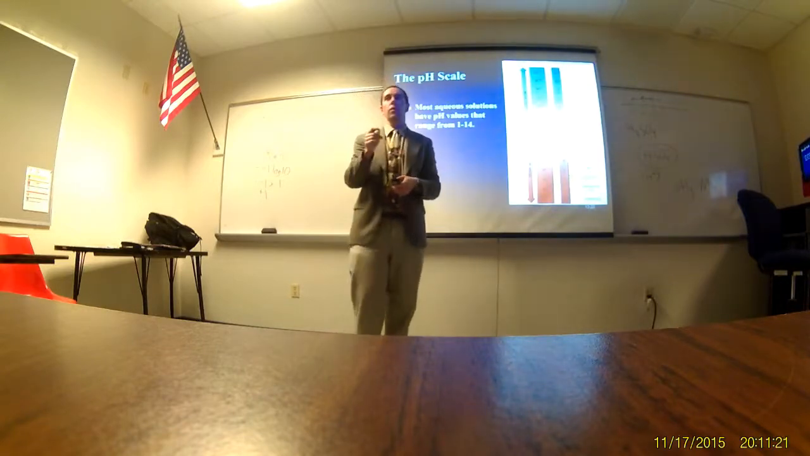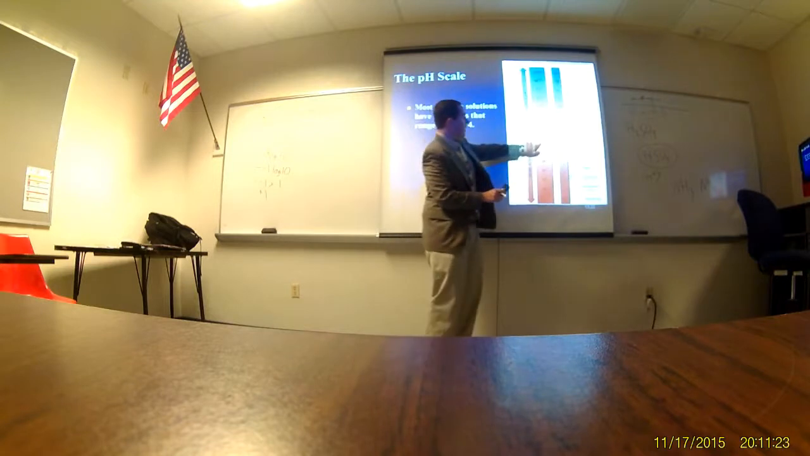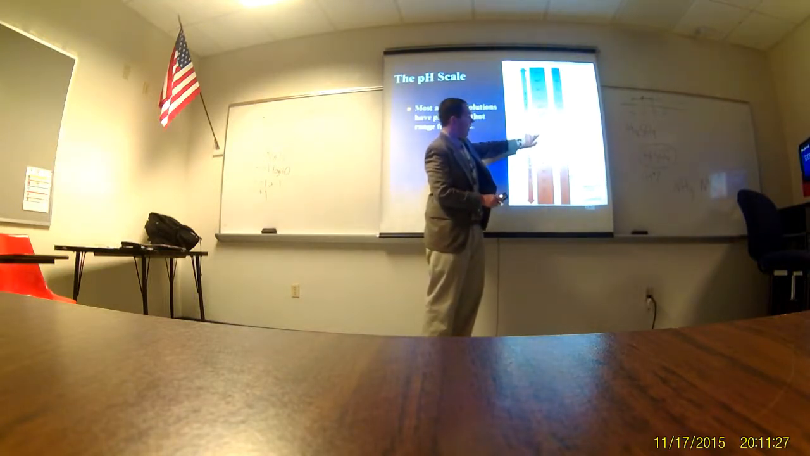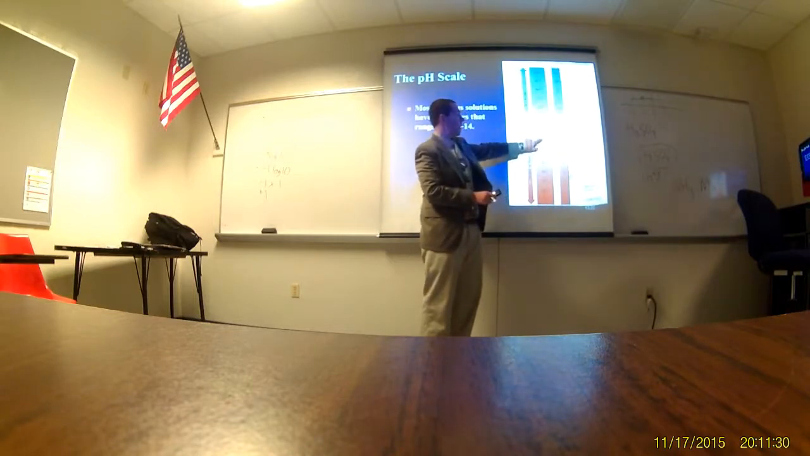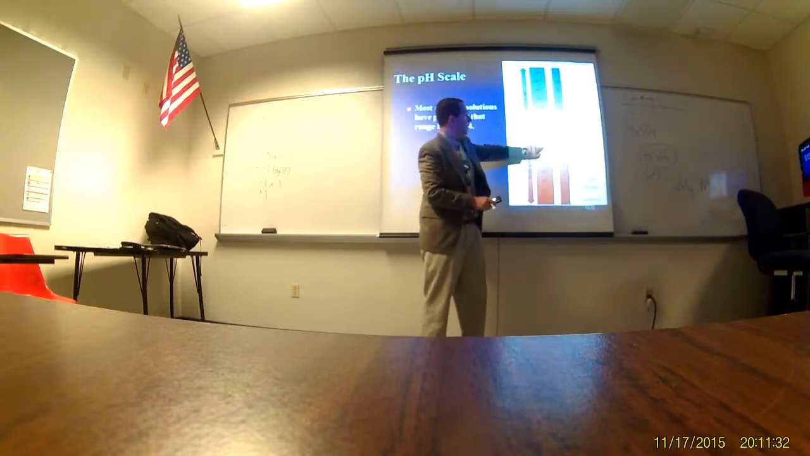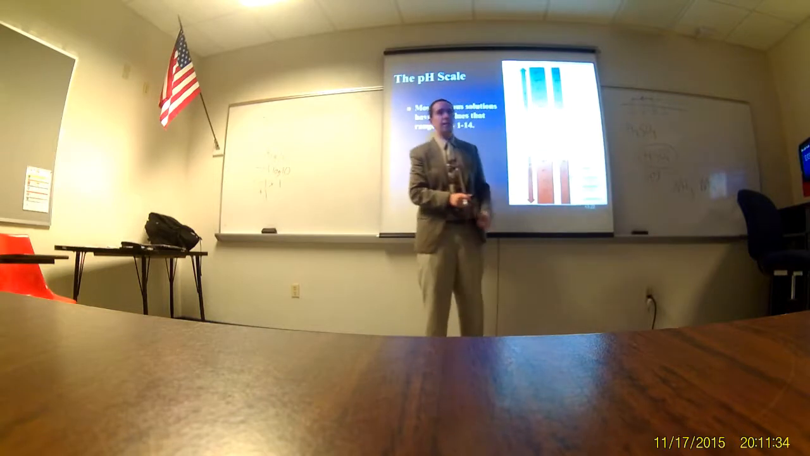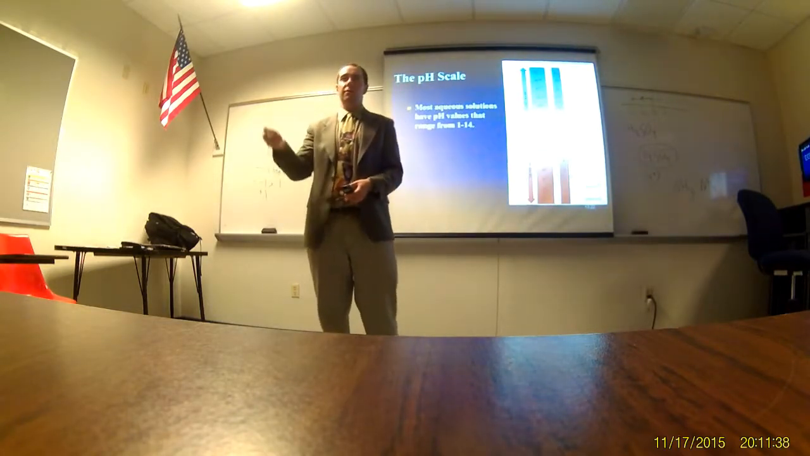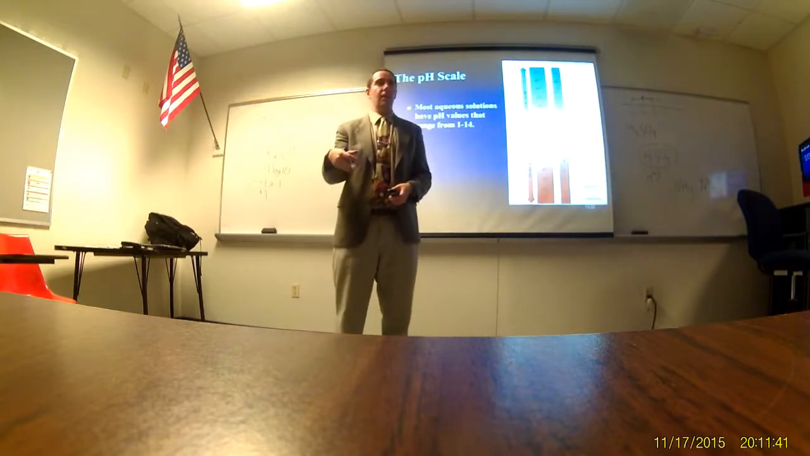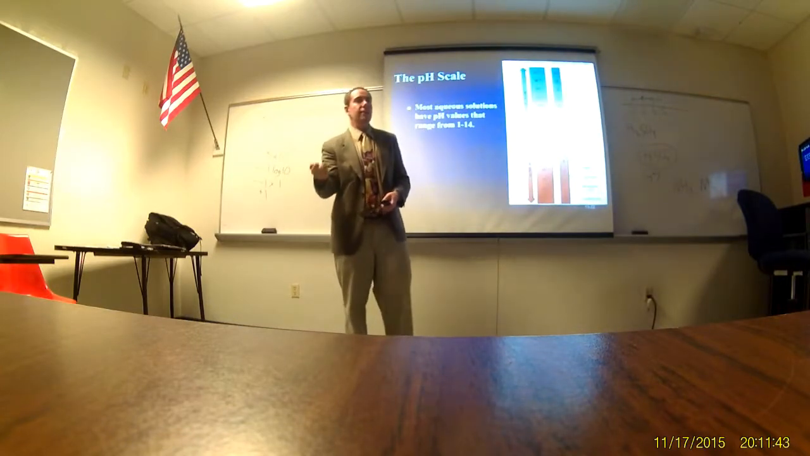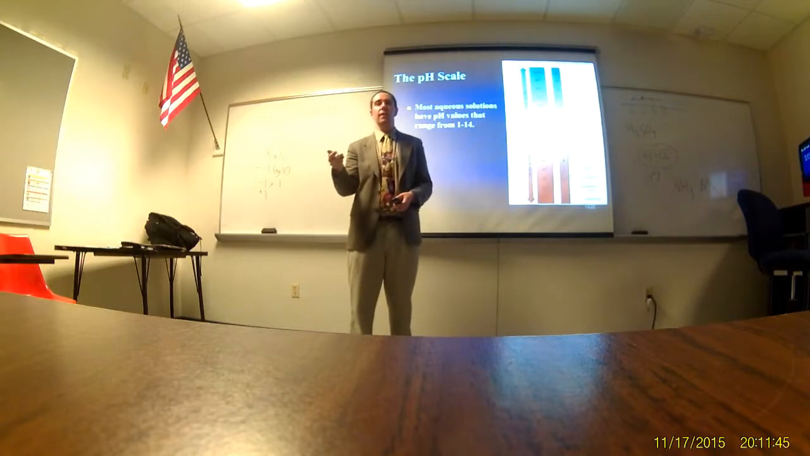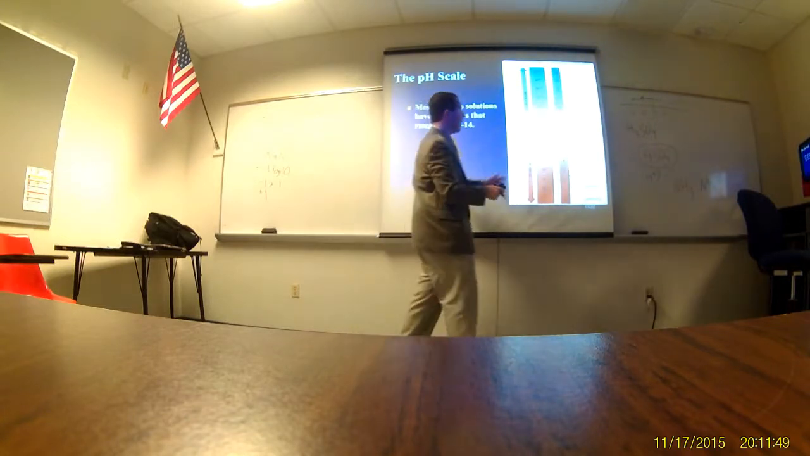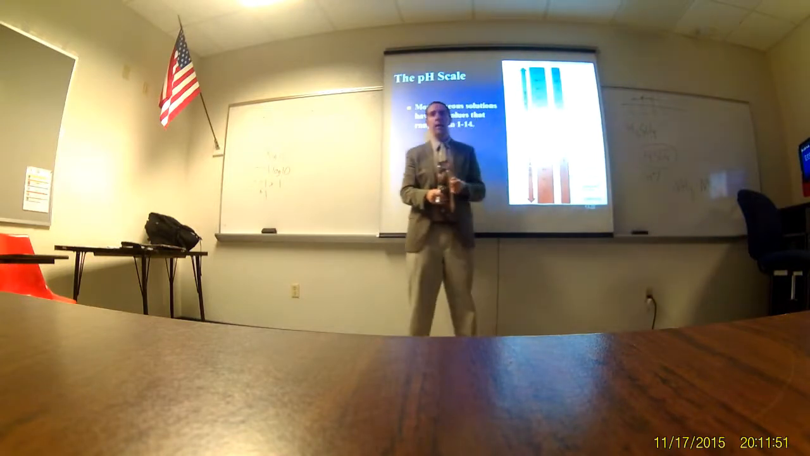That's how a log scale works. If this is 10 to the negative 6, and that's 10 to the negative 7, that is 10 times more concentrated than that. And so if you look at the pH scale, that's 6 and 7. So something that's a pH 1 is 10 times more concentrated than a pH 2. A pH 1 is 100 times more concentrated than a pH 3. The difference between them is how many powers of 10 they are apart.